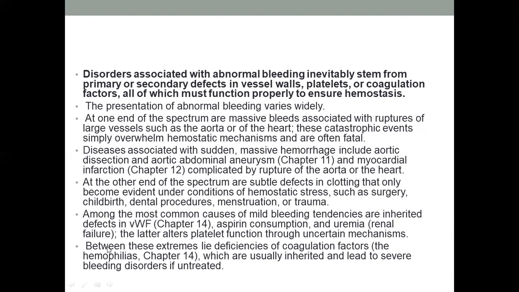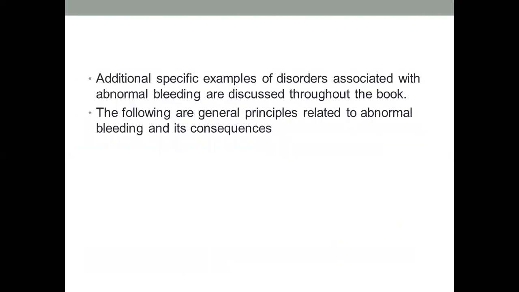Between these extremes lie deficiency of coagulation factors, the hemophilias, which are usually inherited and lead to severe bleeding disorder if untreated. Additional specific examples of disorders associated with abnormal bleeding are discussed throughout this book. The following are general principles related to abnormal bleeding and its consequences.